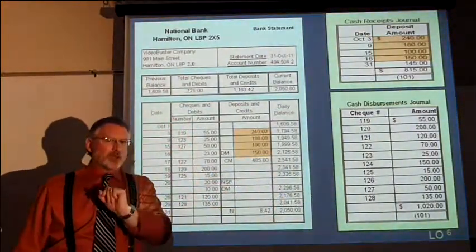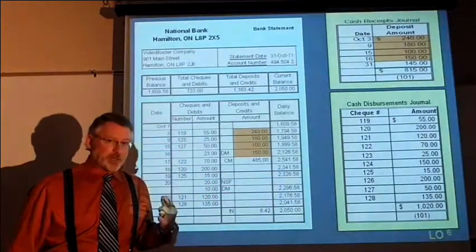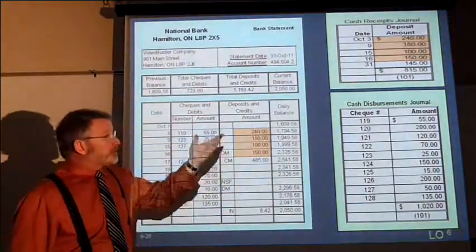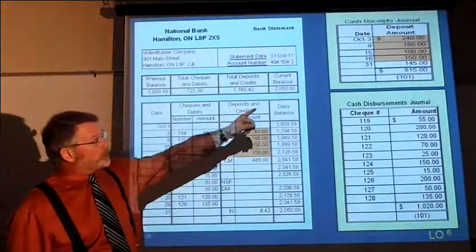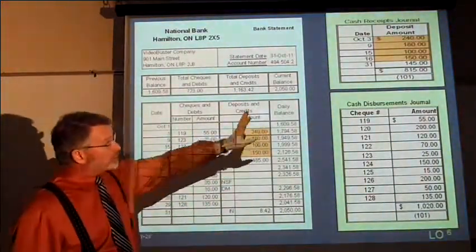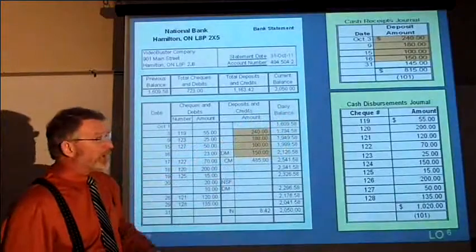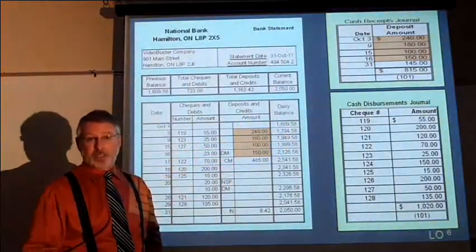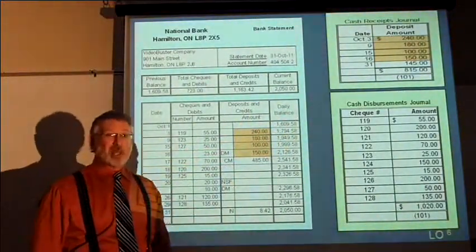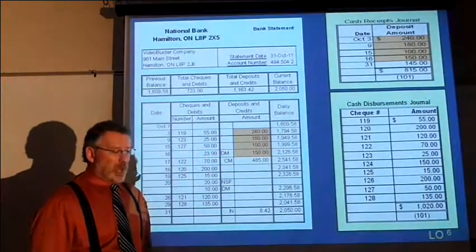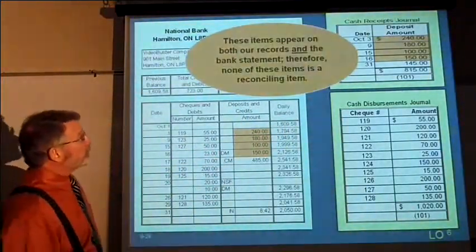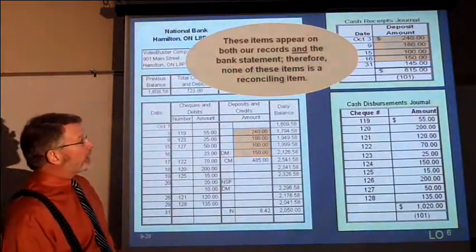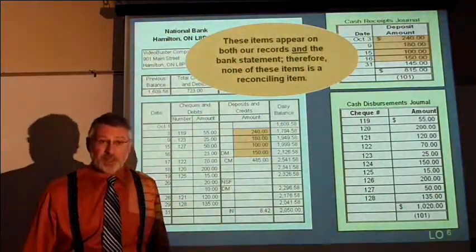So what we need to figure out is which things are in both places. We typically start with the deposits, normally because there's fewer of them. And so we go through the deposits and try to figure out which deposits that we've recorded the bank has recorded. Anything that's in agreement, that's in both places, we just check them off or highlight them or indicate in some way that they're in both places. So in this case, these items appear on both our records and the bank statement, and therefore none of those items is a reconciling item.